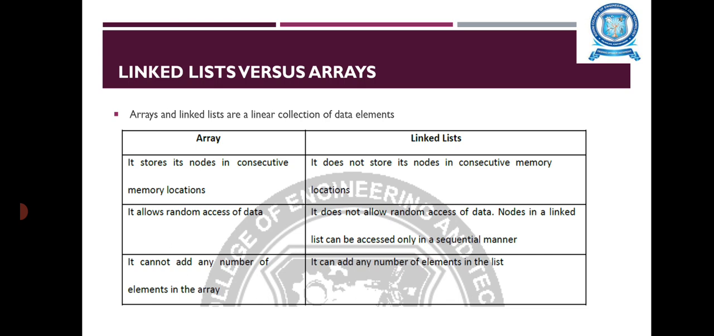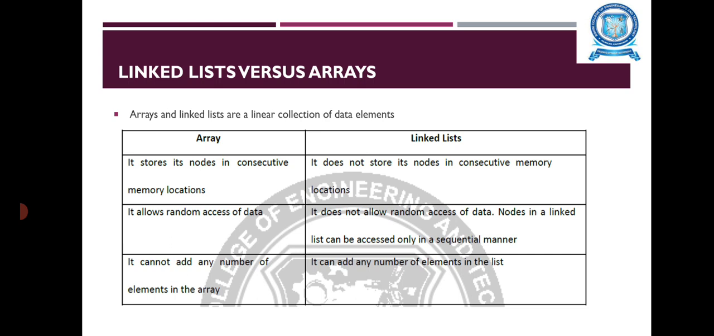At first, we are going to discuss the difference between array and linked list. An array stores its nodes in consecutive memory locations, and compared with the array, the linked list does not store its nodes in consecutive memory locations.